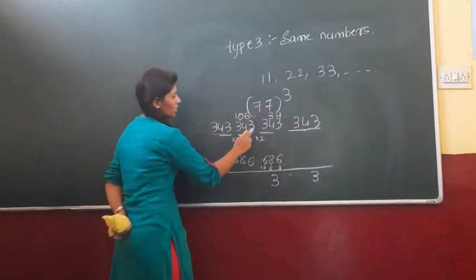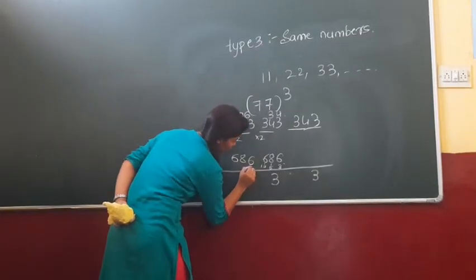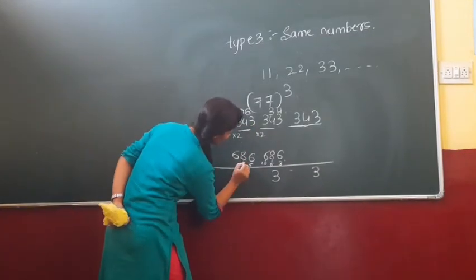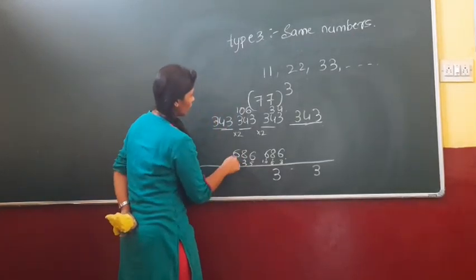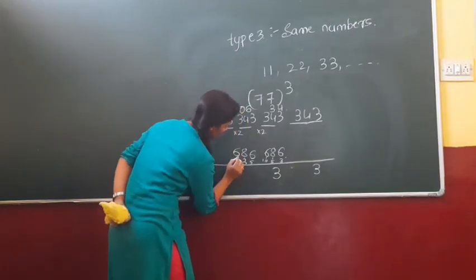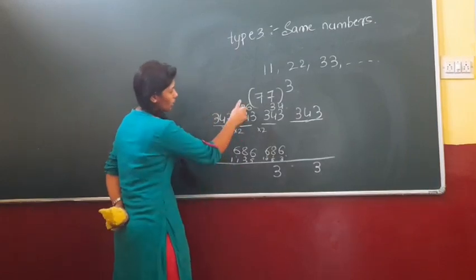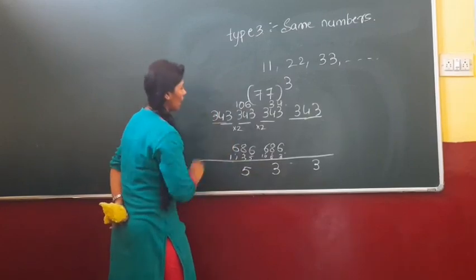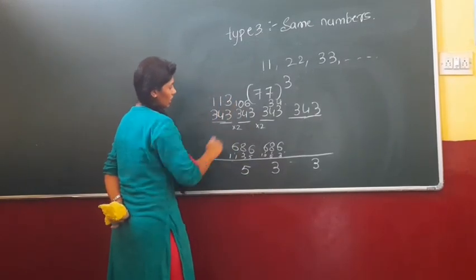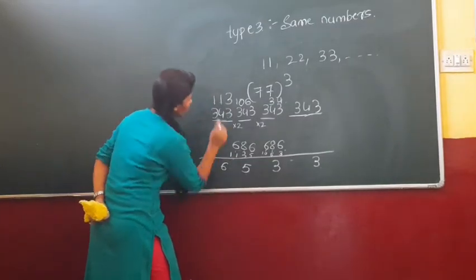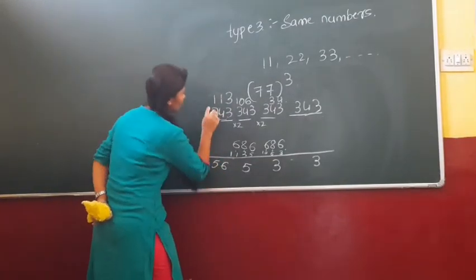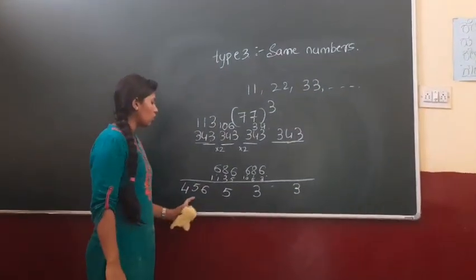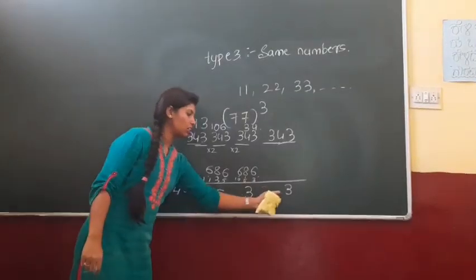Then 6 plus 3 is 9. 9 plus 6 is 15. 8 plus 1 is 9. 9 plus 4 is 13 here. 6 plus 1 is 7. 7 plus 3 is 10. 10 plus 1 is 11. So what it becomes totally? 1135. I need to write only 5 here and 113 will be shifted this side. 3 plus 3 is 6. 1 plus 4 is 5. 3 plus 1 is 4. Hence the cube of 77 is nothing but 456533.